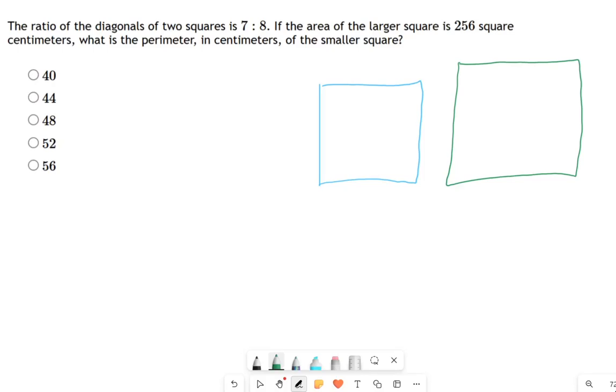I'm given two squares, and I'm told they're in a certain ratio of the diagonals of 7 to 8. So we'll dig into what that means in a minute. I want to deal with the easier information first, which is that the area of the larger square is 256.